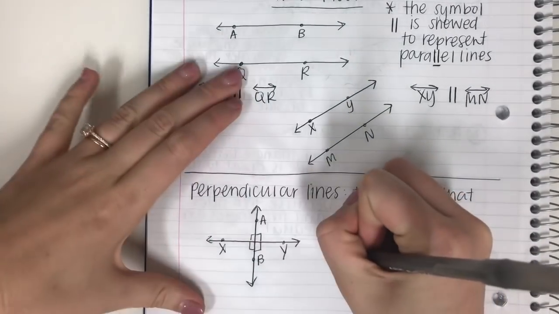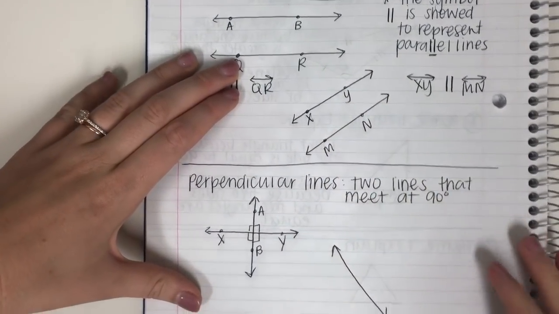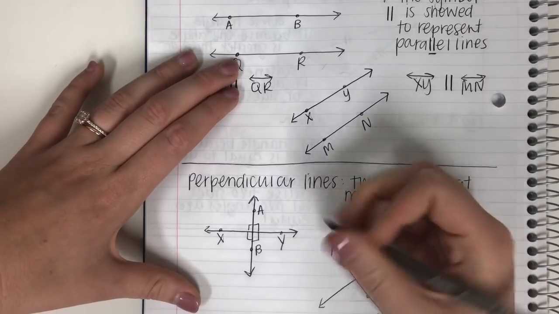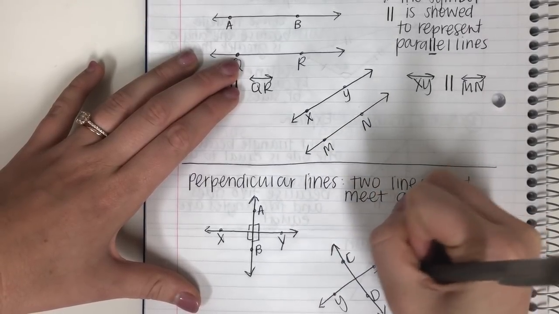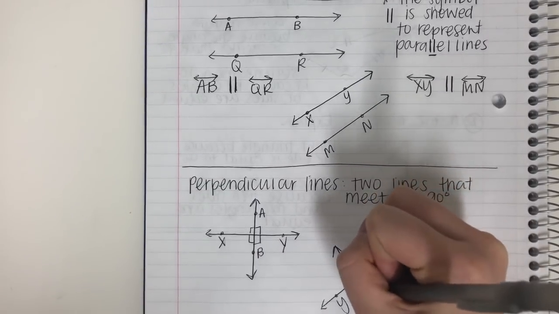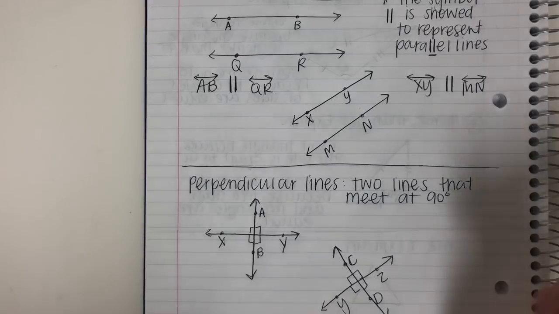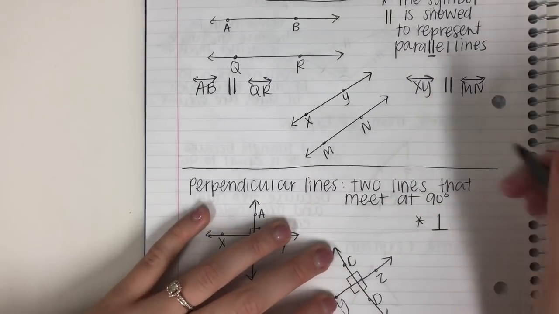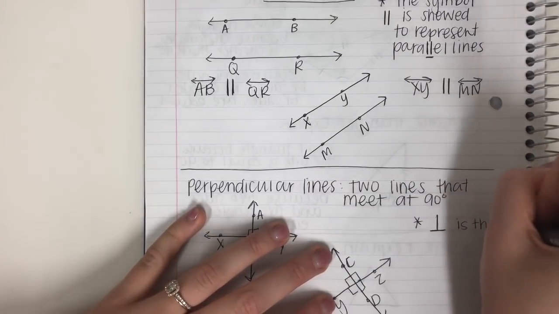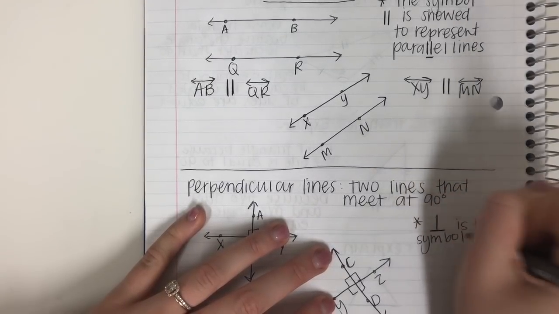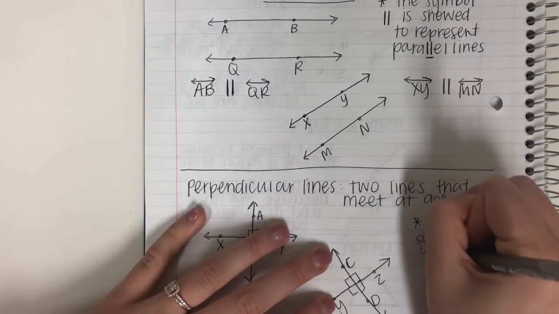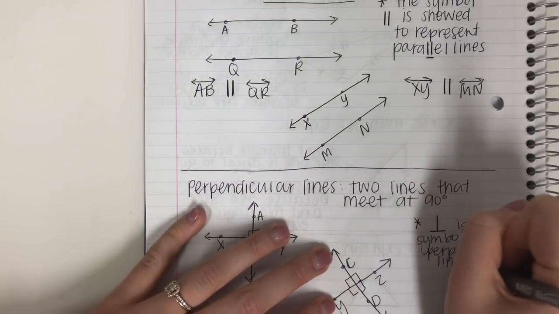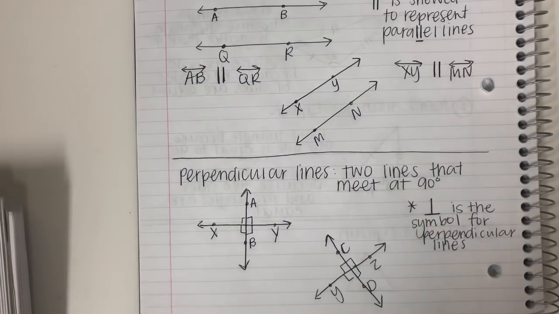Another one, remember, it could also be at an angle. So you could have line C and D being crossed with Y and Z, and those would still be perpendicular because they're two lines that meet at 90 degrees. So our symbol for this is kind of like an L, and then you put a little line at the bottom. So that is the symbol for perpendicular lines.